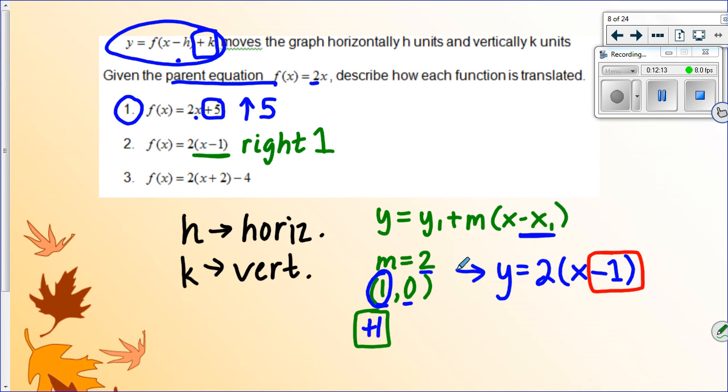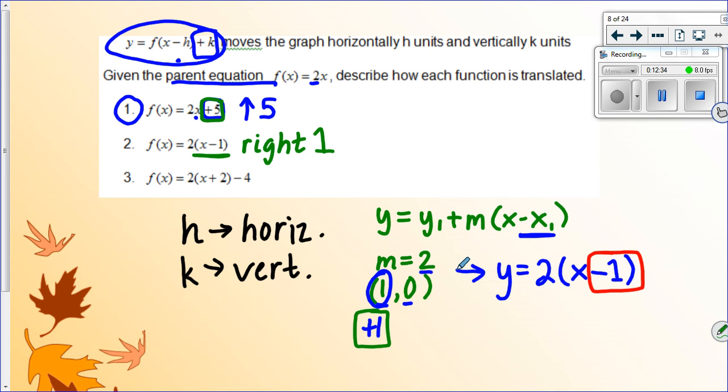1 unit. Okay, on the outside of the parentheses, it's what you would think. It's naturally plus 5, you're going to think up 5. Inside of the parentheses, though, write this down. Inside of the parentheses, it's the opposite of what you think. It's right 1. It says minus 1, right 1. It says plus 1, left 1.